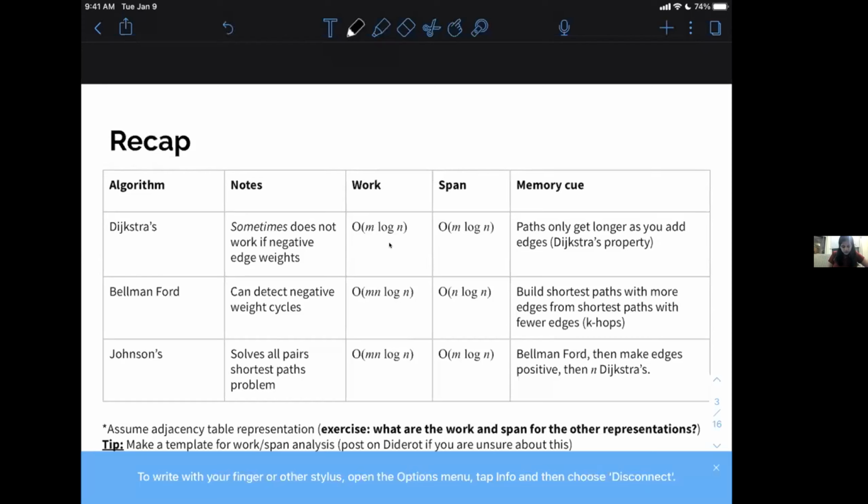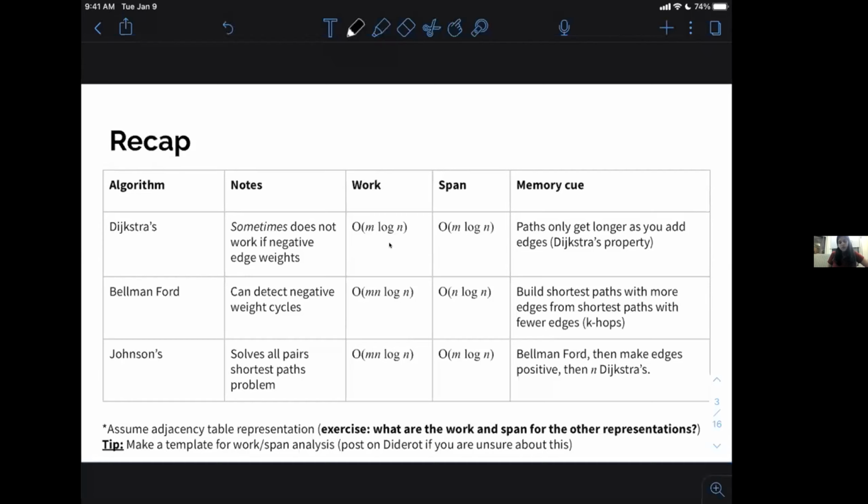Cool. And then Bellman-Ford has O of mn log n work and O of n log n span. It builds shortest paths with more edges from shortest paths with fewer edges, using that k-hop recursion that we talked about. An important thing about Bellman-Ford is that it can detect negative weight cycles. It does this by checking whether, once you get to considering paths of length n, your shortest distances haven't converged yet, which means you have to have a negative weight cycle. We'll talk about that in the next bit too.